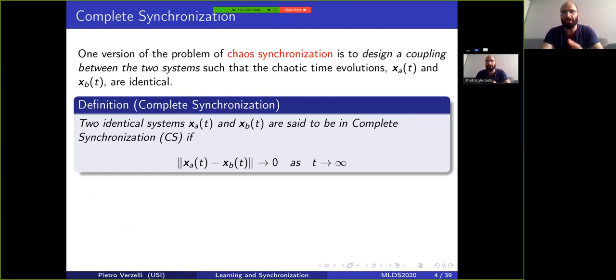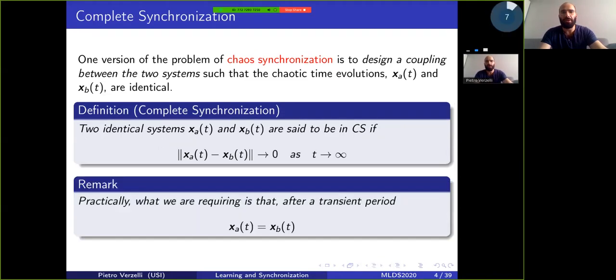Basically what we want is that the trajectories will converge, meaning that starting from two different positions, for time going to infinity, their distance will tend to 0. This is basically the framework of complete synchronization, which is the most obvious idea of synchronizing two systems. They start from different points, and after a while, they will be at the same point. This can be stated in this way, where after a transition period, you ask that the trajectories will be identical, or almost identical, at least asymptotically.